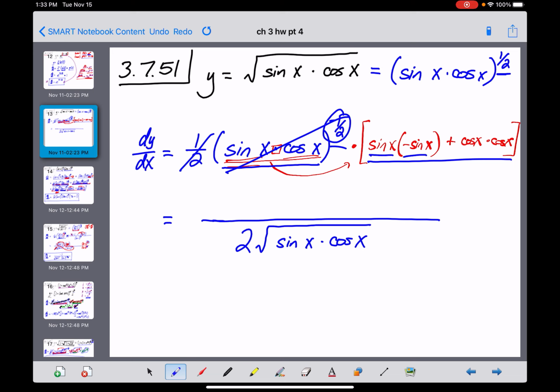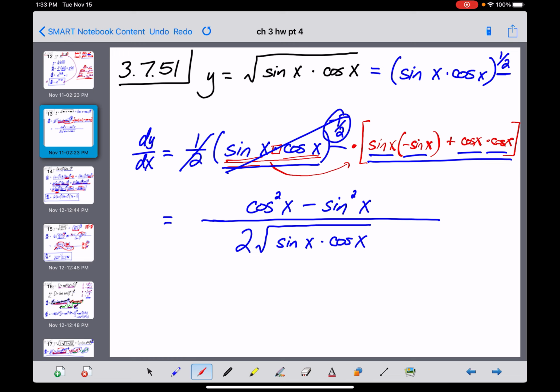Sine of x times sine of x is a negative sine squared of x. Cosine of x times cosine of x is cosine squared of x. I think that would look a little bit nicer if we put the positive term first, cosine squared of x, and then a minus sine squared of x up in the numerator right there after that. So that's where we are right now. And guys, I am perfectly fine with this as your final answer right here.